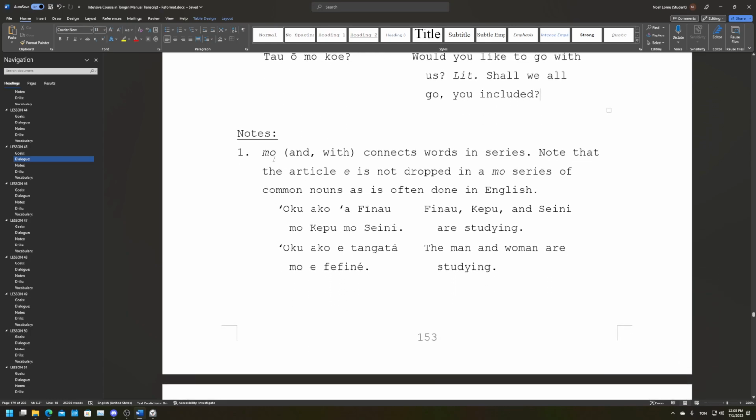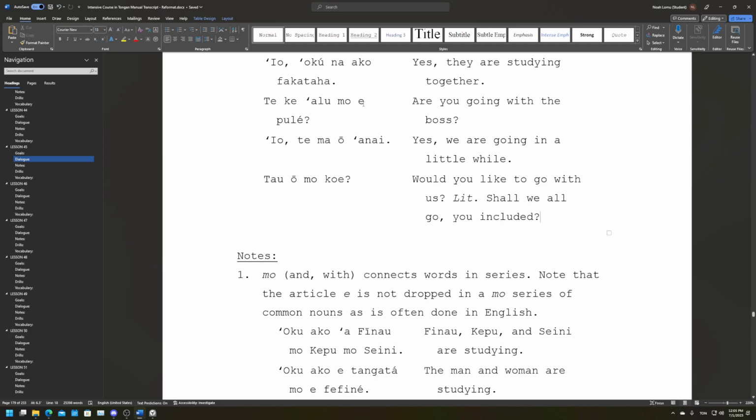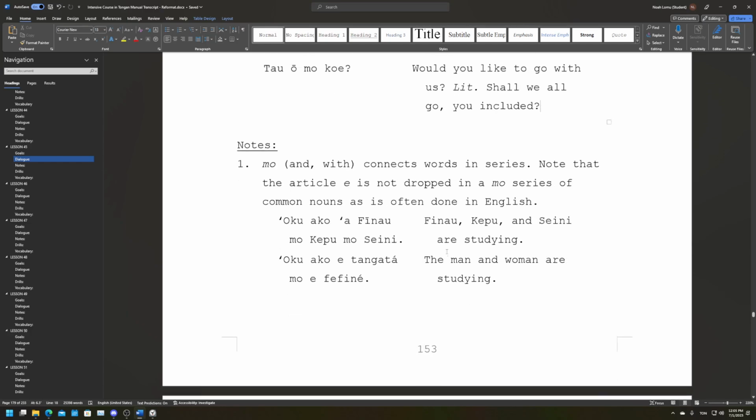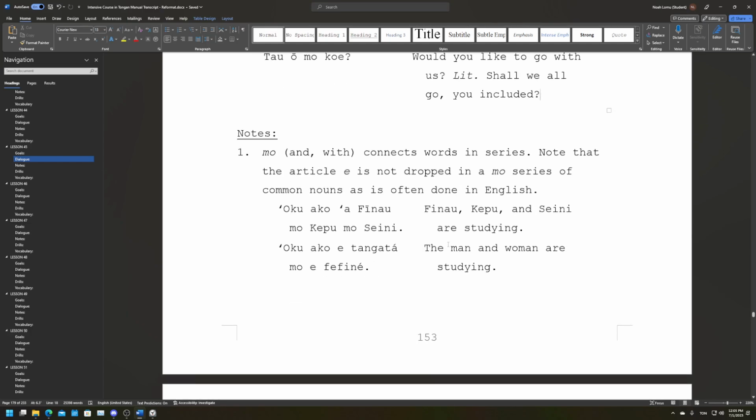So we can see Shumway's notes. It connects words in series, and we also see here that the is not dropped in a Mo series. So in English, we'll sometimes say the man and woman are studying. Whereas in Tongan you say the man and the woman. So ako e tangata moe fifine. If it's a definite noun, you cannot drop this. This e right here doesn't carry over past the mo.